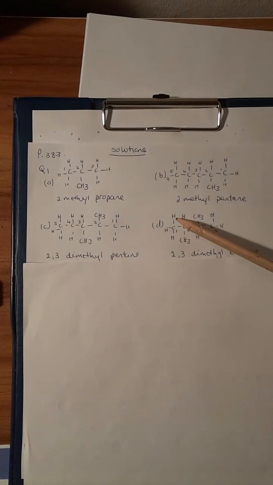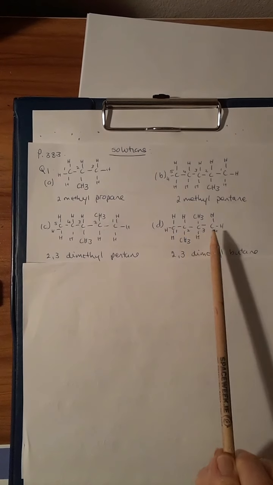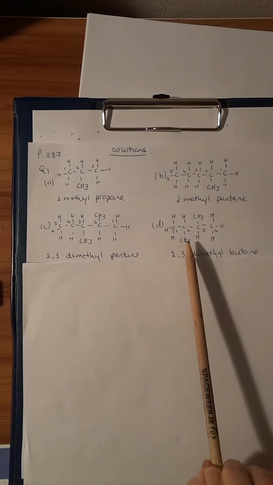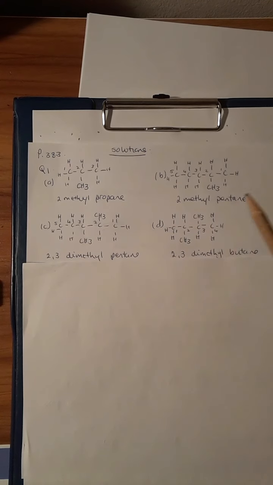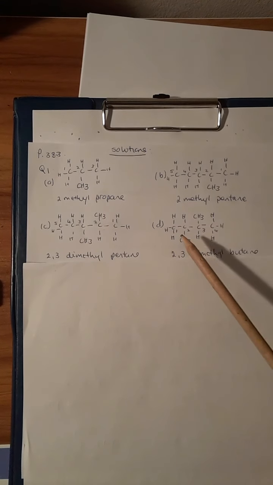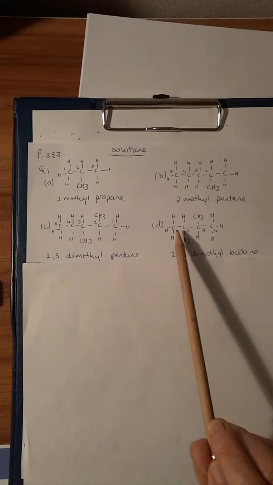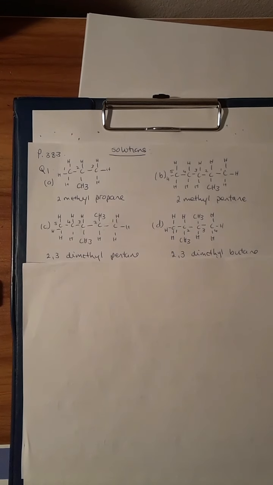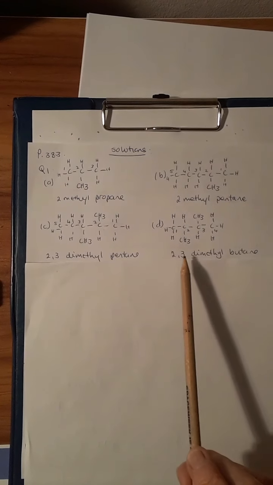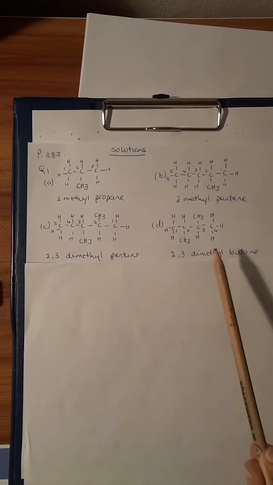You were given in your book CH3, CH in brackets CH3, CH in brackets CH3, and CH3 again. When you draw that out, you're putting what's in brackets as substituents. This time it doesn't matter if I number from the left or from the right, because the first substituent will be on carbon number 2 if I number from the left, and the first substituent would be on carbon number 2 if I numbered from the right. So in this case it's 2,3-dimethylbutane because it's a 4-carbon chain.